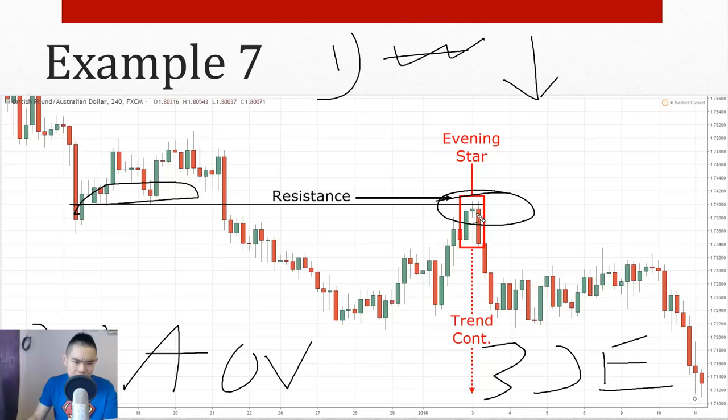Hey, what is this? This looks like an evening star. All right, so evening star, right? Market closes higher, second candle somewhat of an indecision candle, and then third candle market closes lower. All right, so yes, all these 3 criteria are met.